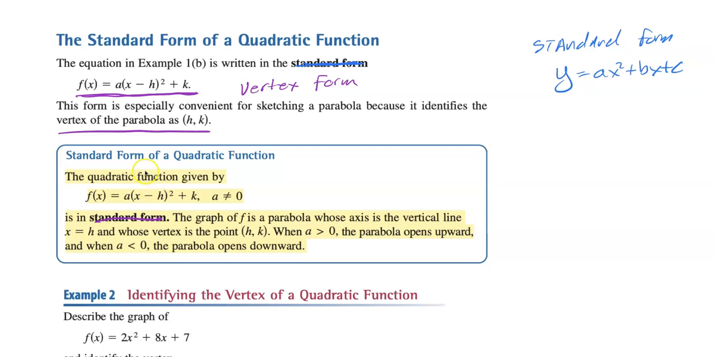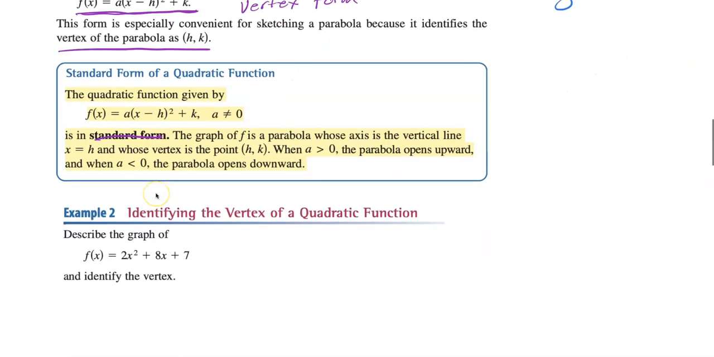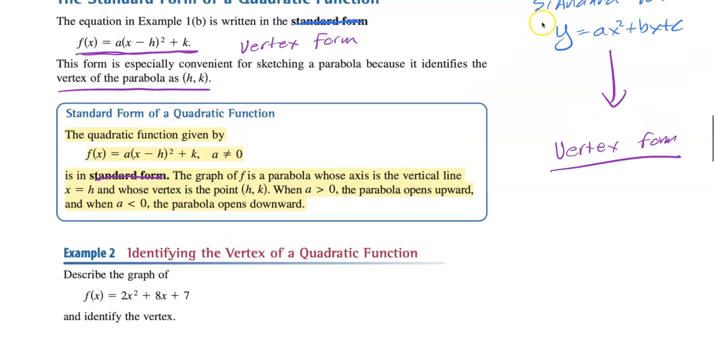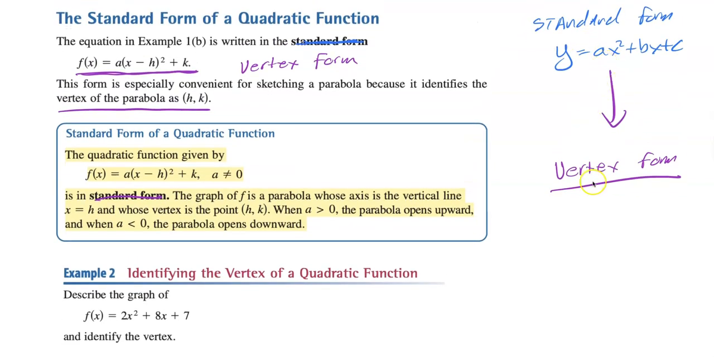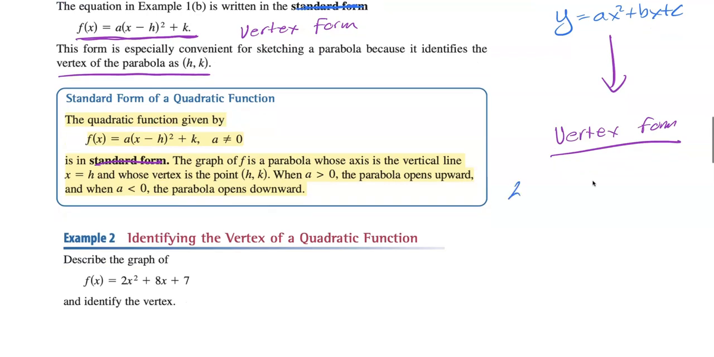The problem is, how do I get there? How do I go from standard form to vertex form? That's usually the problem here, because vertex form is easy to graph. But if I give it to you in standard form, you have to convert it to vertex form. And that's a little more work. There's generally two methods. I'll show you both methods here.